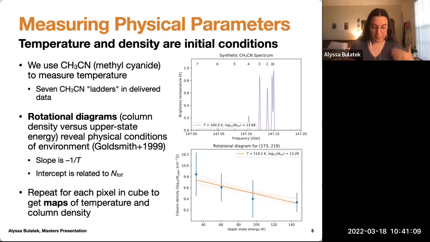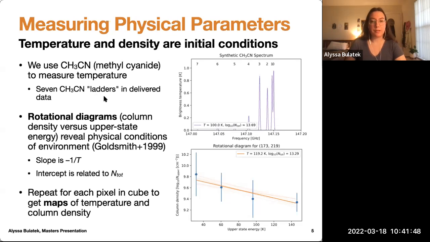So in order to interpret the spectra, we need to use them as much as we can. So in particular, we're going to use a molecule whose emission is temperature sensitive in a measurable way. So like a thermometer molecule. One such molecule is called CH3CN, also known as methyl cyanide. There are other molecules that are temperature sensitive whose emission you can look at and glean the temperature from, like methanol, CH3OH. But we chose to use methyl cyanide because we have 7 methyl cyanide lines in our delivered data.